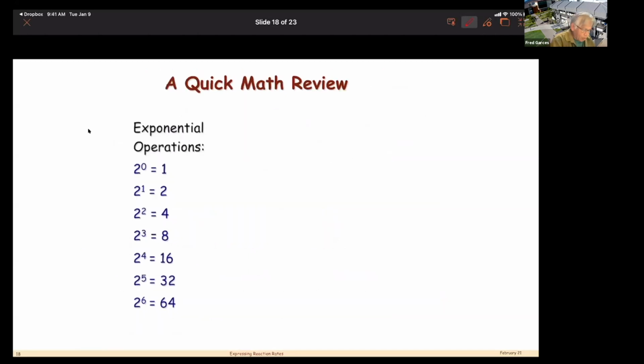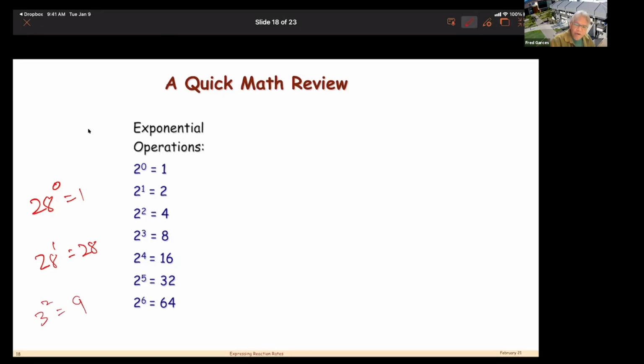Before I do that, I want to remind you that any number to the 0 power is 1. This is just a small math review. Any number to the 0 power, so 28 to the 0, is just 1. You should know that from math. Anything to the first power is just that same value. 28 to the first power is just 28. Anything to the second power is squaring that value. 3 squared is 9.